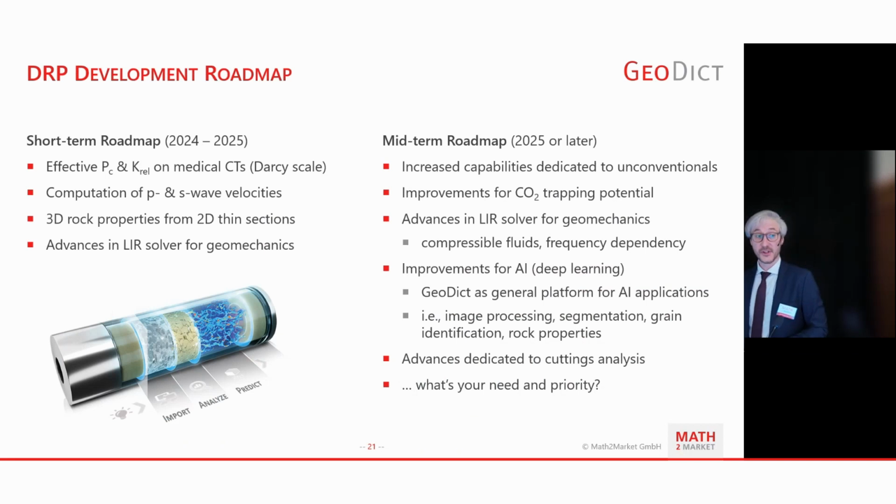And finally, we come to the DRP roadmap. In the short term, we want to deliver effective properties on the medical CT level, the Darcy scale, to you. We want to enable you to compute P and S wave velocities, and also 3D rock properties from 2D thin sections. And also we want to advance with the LIR solver for geomechanics.